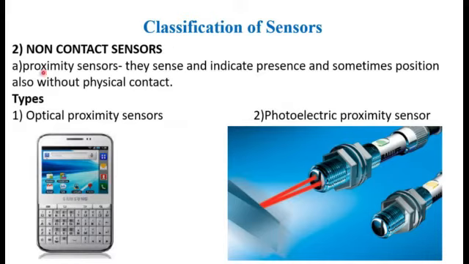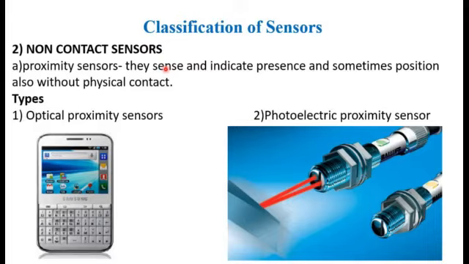Then the second type is non-contact sensors. In the case of non-contact sensors, there is no necessity of physical contact. The example of these non-contact sensors is proximity sensors. These proximity sensors sense and indicate the presence and sometimes position of a physical object.